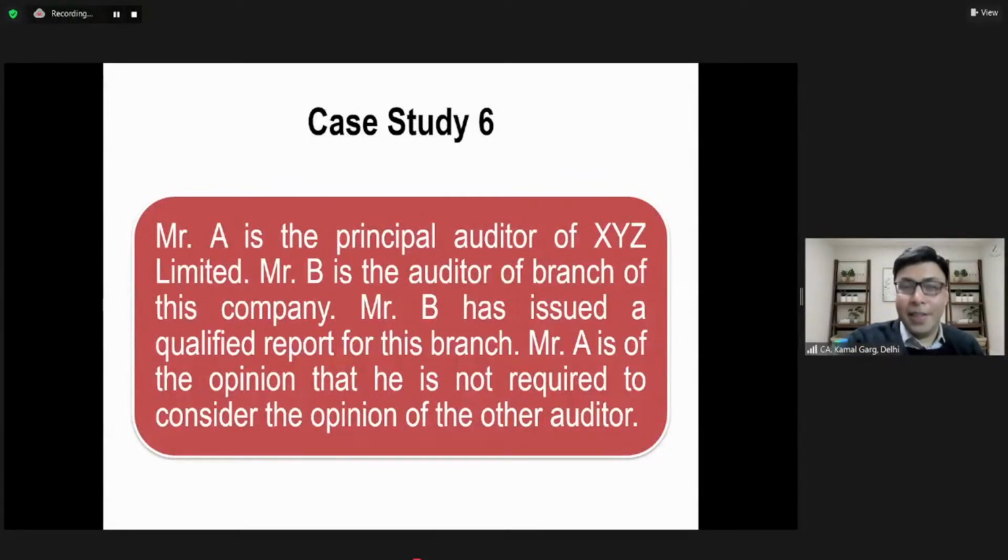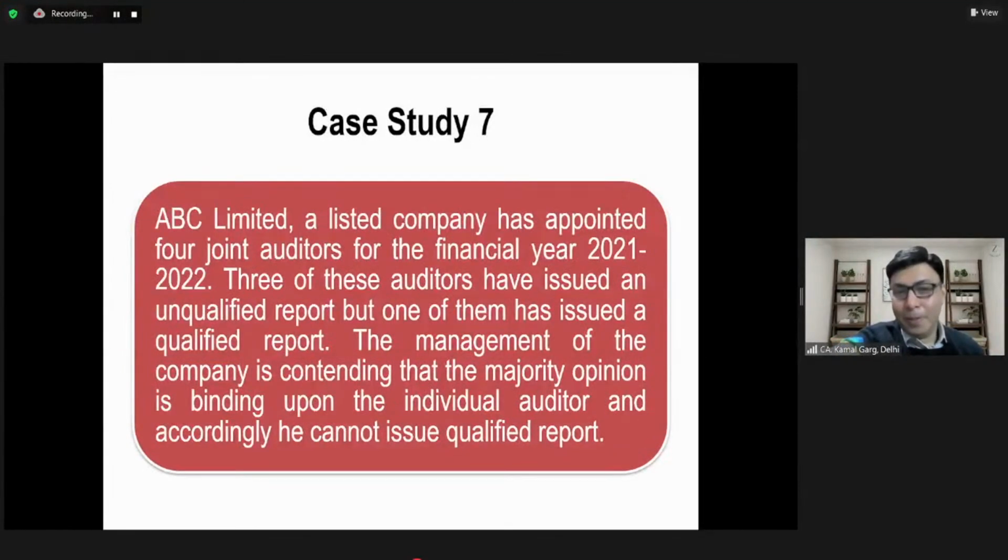I have several case studies. Let me see how many of you are able to answer my case studies. Now, case studies from here onwards will get tougher. Case study number 7. So, a bit of a technical case study on a tougher side.